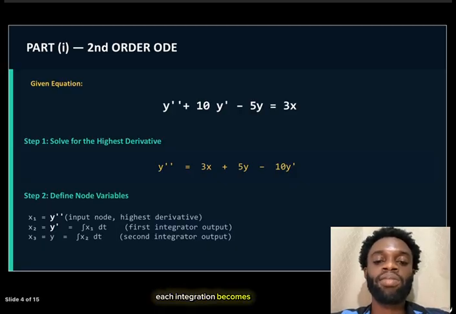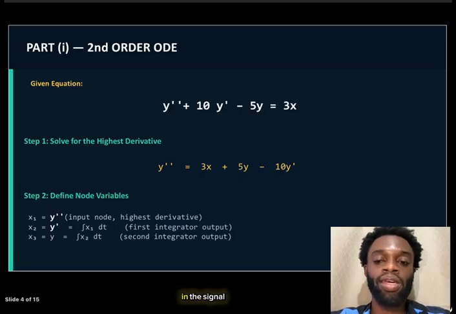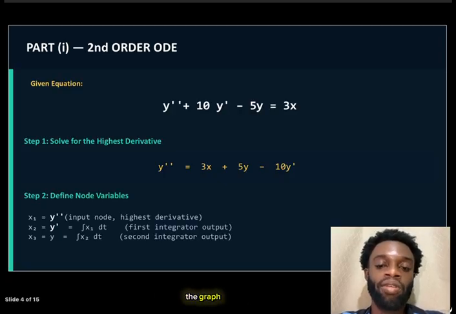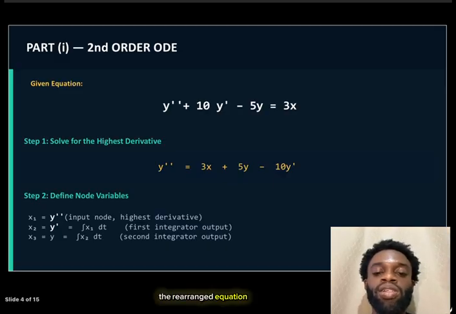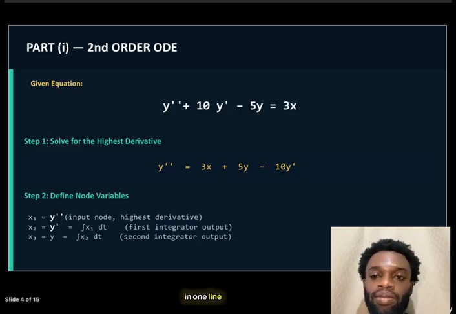Each integration becomes our integrator block with a gain of 1 over s in the signal flow graph. We can also already read the feedback directly from the graph from the rearranged equation, which is the positive 5 from y and the negative 10 from y prime. The rearranged equation tells us everything, which entails the nodes, the integrators, and the feedback all in one line.